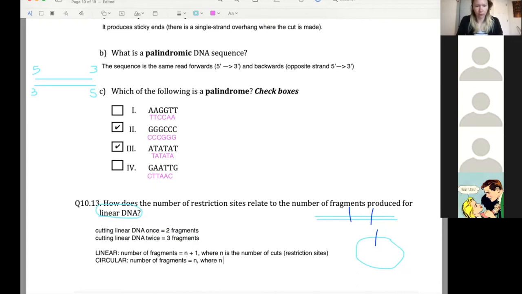So maybe it's a good idea to try to draw in the cuts and count the fragments, right? Yeah, you can always do that. That's kind of my strategy. I'm a very visual person when it comes to understanding these kinds of concepts. So you could either memorize these two little formulas or you could just draw it out on the paper and figure it out that way.